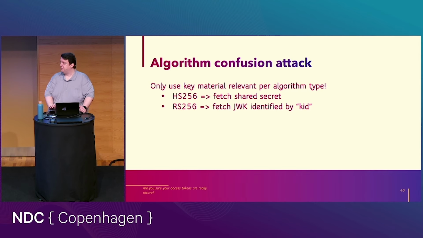So, of course, the fix here is simple. If you have such a scenario, only use the key material that's relevant for the algorithm type. If you have a shared secret, look only at the list of shared secrets that you have, that you may rotate. If you have a public-private key pair, only go to that JWKS URL that you trust.